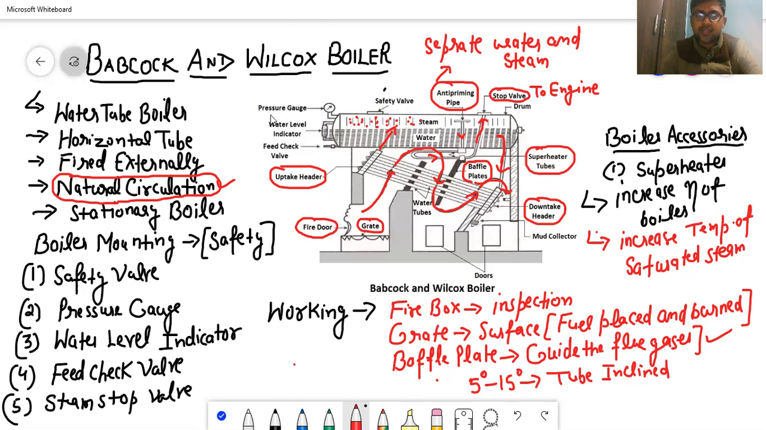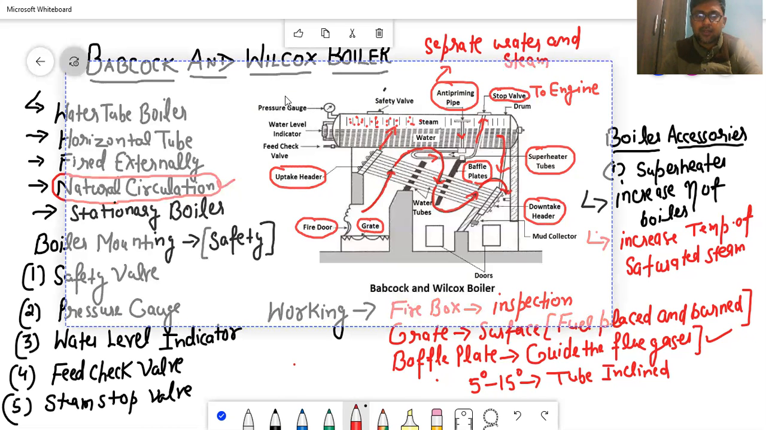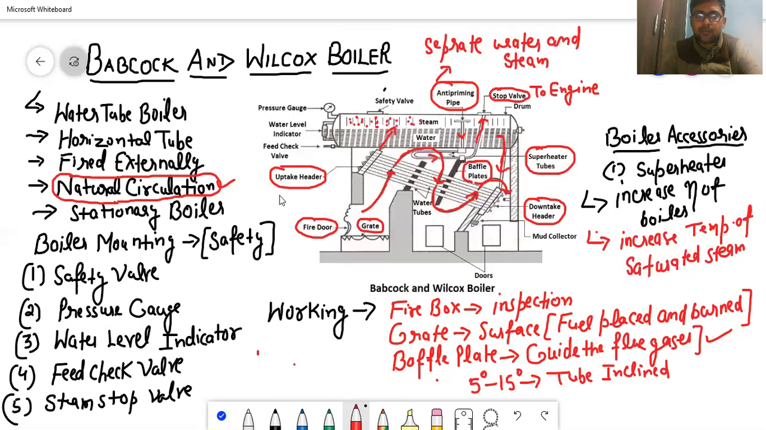The rest of all the portions that you are seeing, for example this one, this is nothing but a pressure gauge, which is a boiler mounting. Water level indicator is also a boiler mounting, it indicates the level of water. Feed check valve is also a boiler mounting, as you can see. Safety valve is also a boiler mounting, and the superheater basically is an accessory. Clear? You can see two doors here. Doors are basically there to manually enter it, for cleaning.